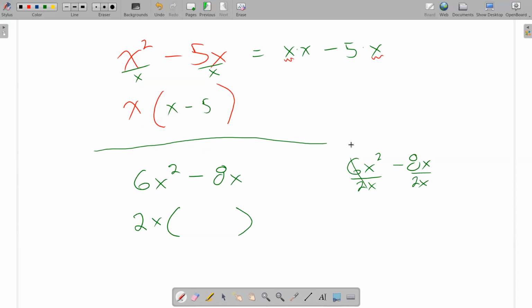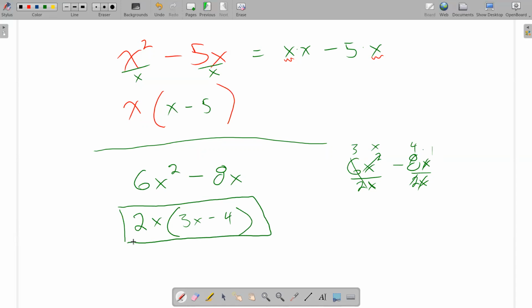2 goes into 6 3 times, so I get a 3 here. X goes into x squared x times, so I get an x there. 2 goes into 8 4 times, so I get a 4 here. X goes into x 1 time, 4 times 1 is still 4, and there's a minus. So that should be the factored version.